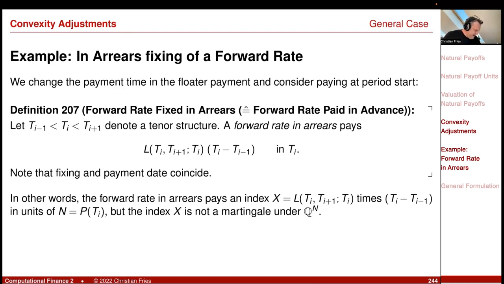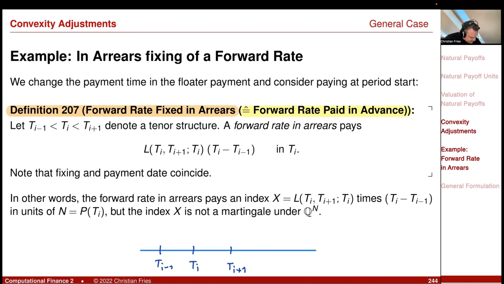So maybe first I have to explain a little bit the name LIBOR in arrears. It is a forward rate that is fixed actually at the end of the period. But equivalently, you could say that this is like paying at the beginning of the period. So there are now two interpretations to this. Assume you have your period discretization here. This here is maybe t_{i-1}, this here is t_i, this here is t_{i+1}. And you can say that you have an interest rate that is almost always for the same length of the period. So t_i minus t_{i-1} is the same length as t_{i+1} minus t_i.